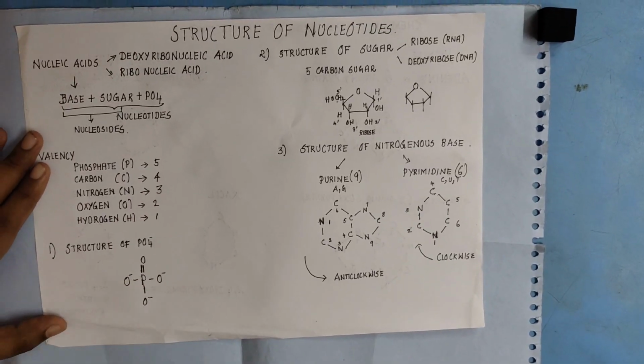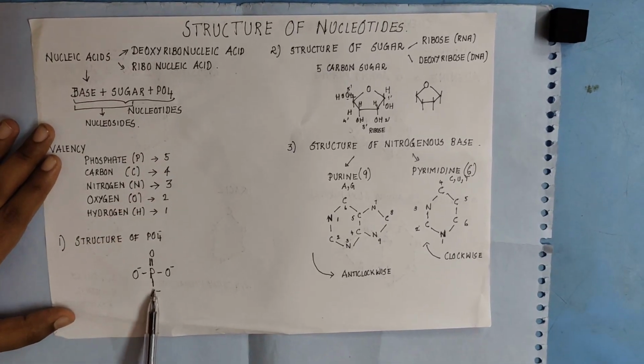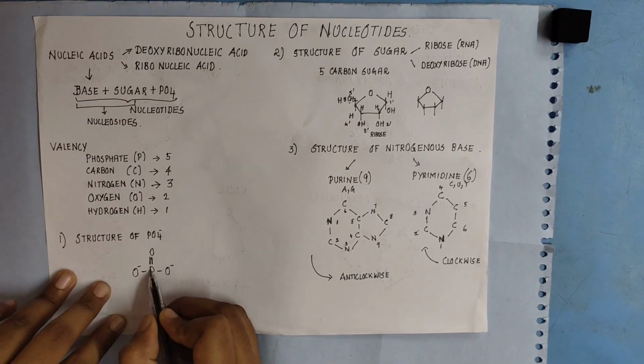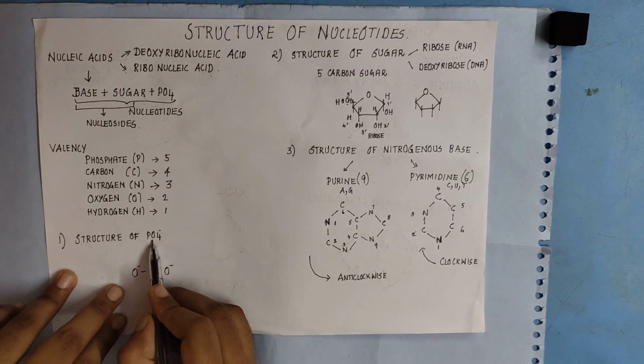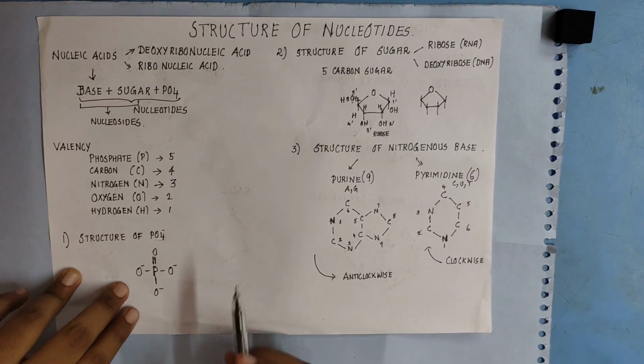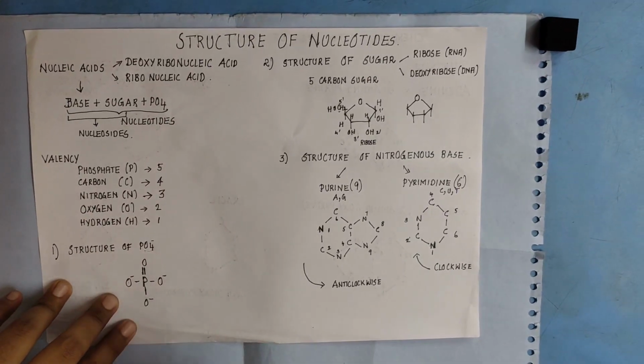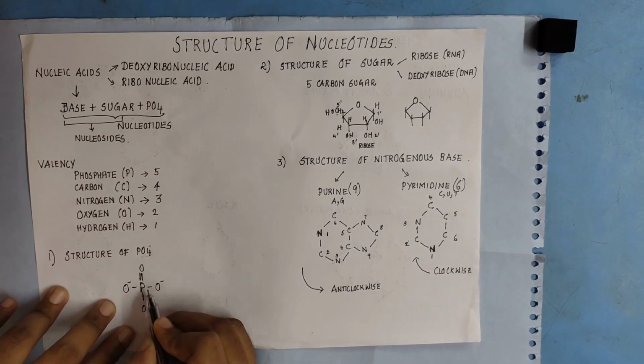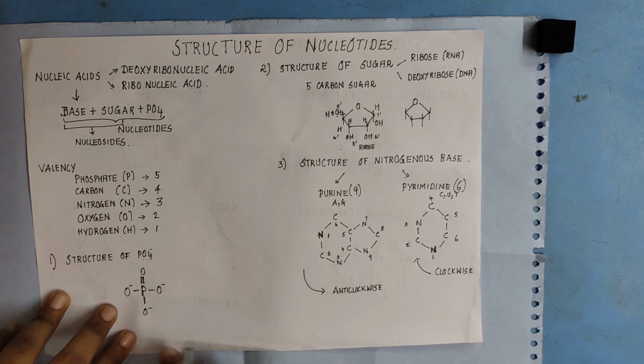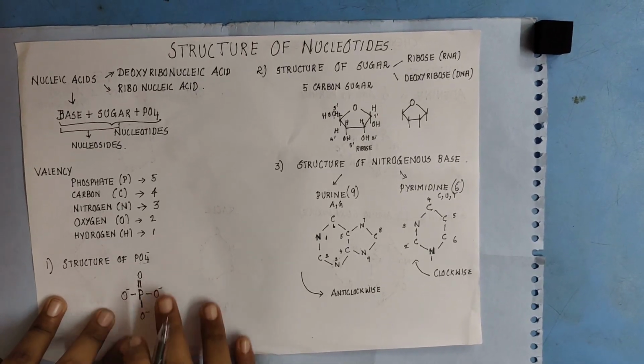And the structure of phosphate. First we have to see the phosphate. Phosphate P in the middle has O4, so 4 will be on the entire side, and phosphate has 5 valency, so it will be having 5 bonds: 1, 2, 3, 4 and 5 bonds. This is the structure of phosphate, PO4 minus.